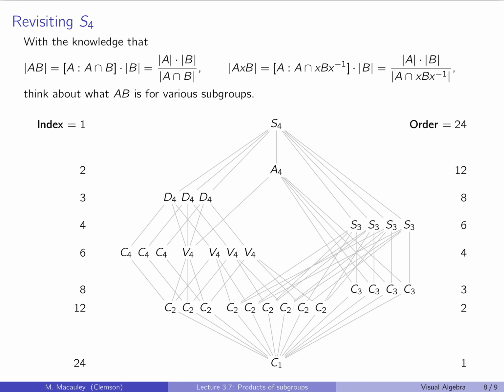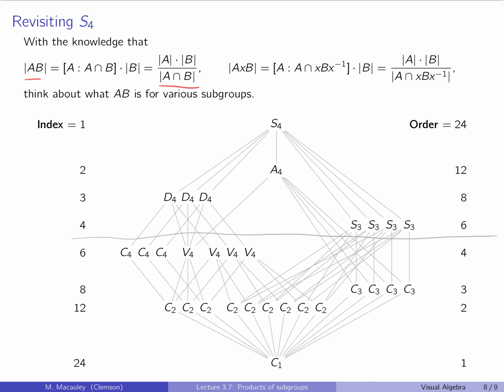Let's return to the symmetric group S4 and see what we can deduce about the subgroup structure just by this property that the size of AB, whether it's a subgroup or not, is the product of the sizes of A and B divided by the size of the intersection. First of all, I want to draw a line across here, right here. Notice that everything above this line has order 6, 8, 12, 24. The square of these is bigger than the size of S4.